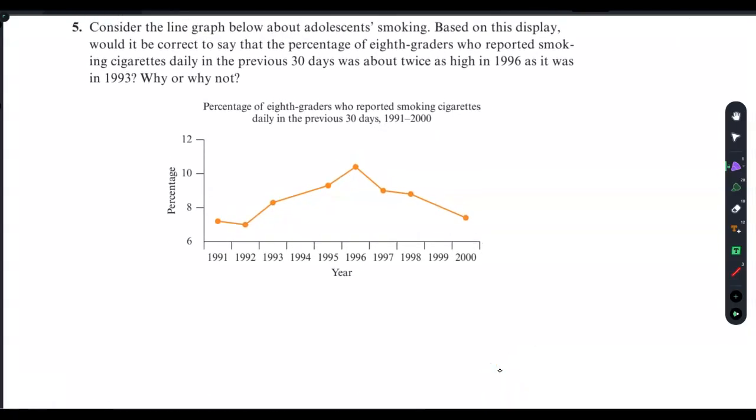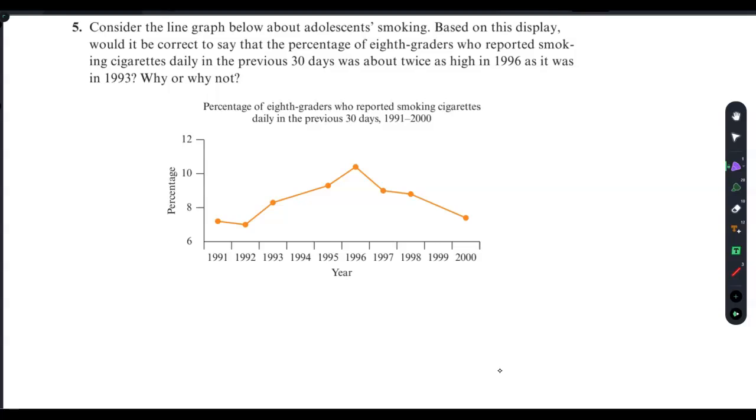Consider the line graph below about adolescent smoking. Based on this display, would it be correct to say that the percentage of 8th graders who reported smoking cigarettes daily in the previous 30 days was about twice as high in 1996 as it was in 1993? Why or why not?